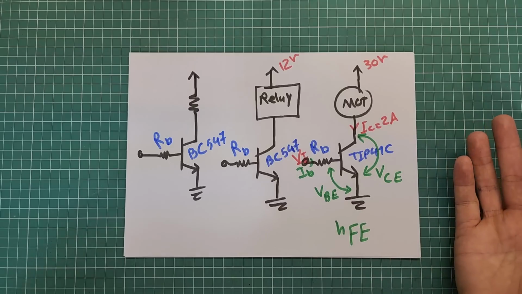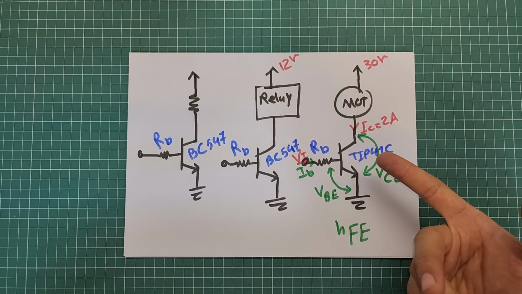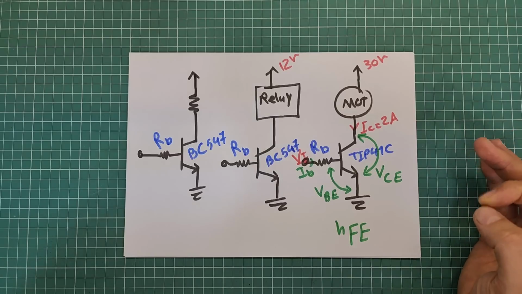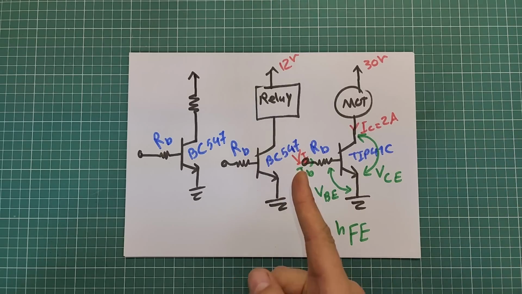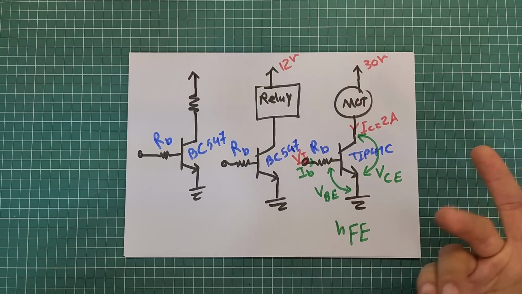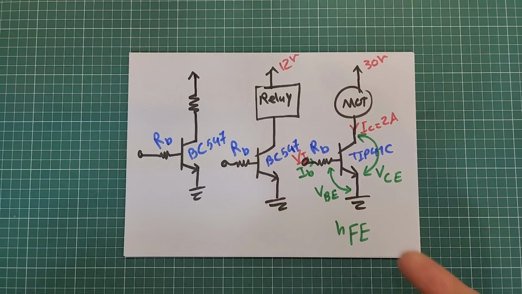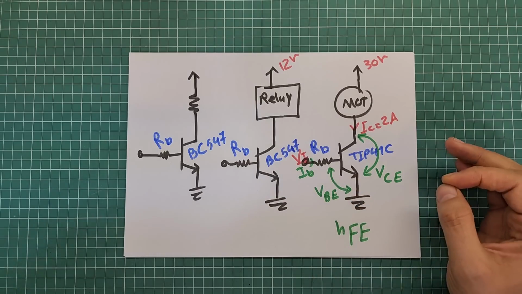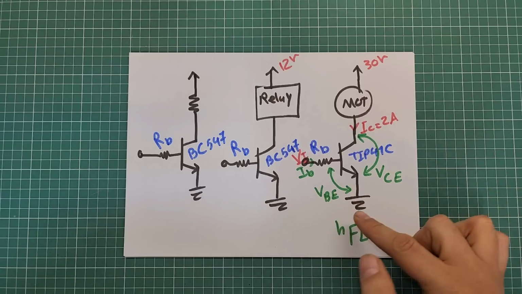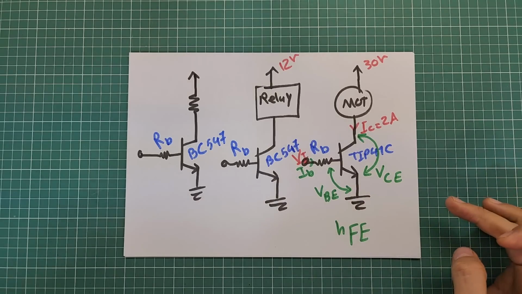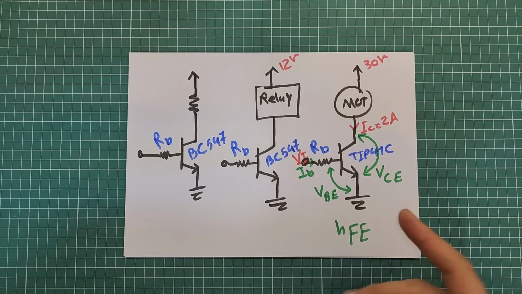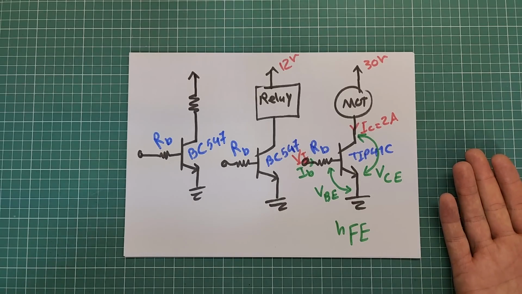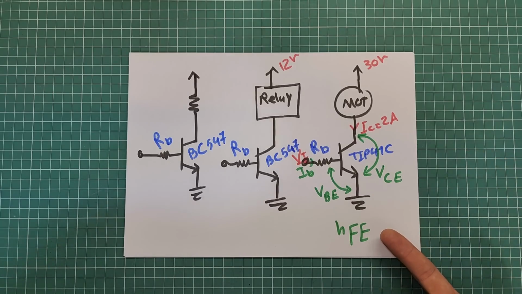For example, if you are going to command the transistor using a 3.3 volt STM32 microcontroller, the input voltage will be 3.3 volts. The next parameter is VBE, the base emitter saturation voltage. I'm going to use 0.7 volts for simplicity. And the last parameter is HFE, which is the current gain of the transistor. I'm going to use HFE equal to 10 for simplicity.